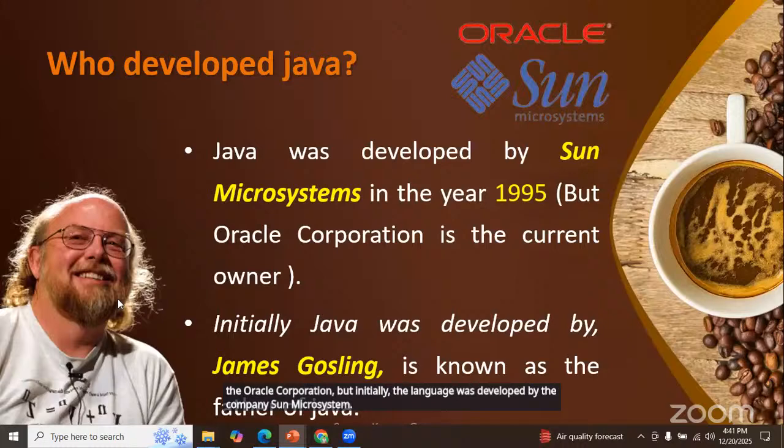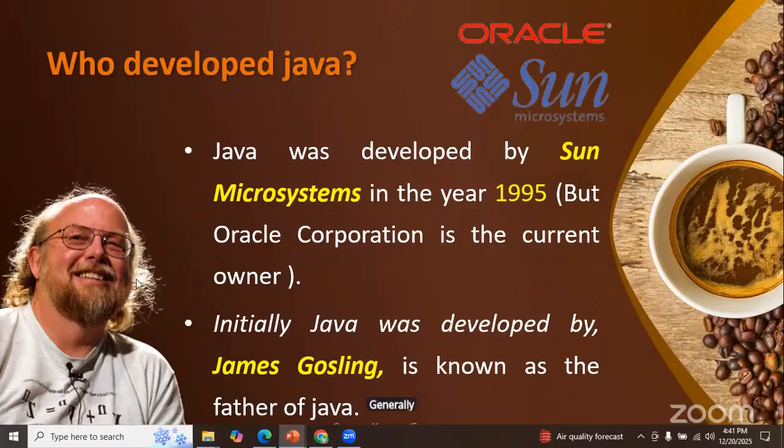And this Java was developed by a team. The main person in the team is James Gosling. Generally, he is treated as the father of Java. The scientist name is James Gosling. He is the father of Java.